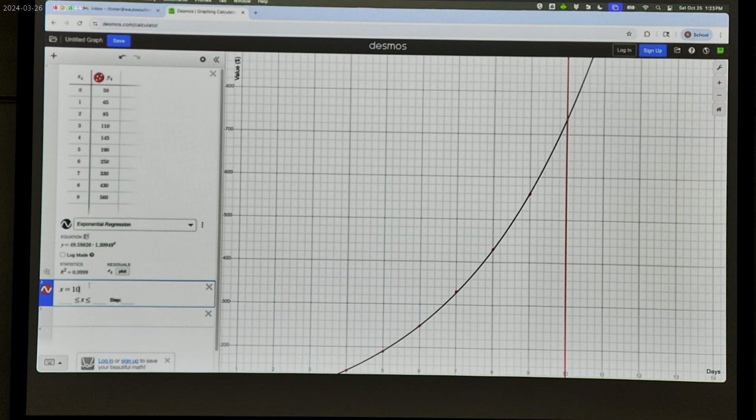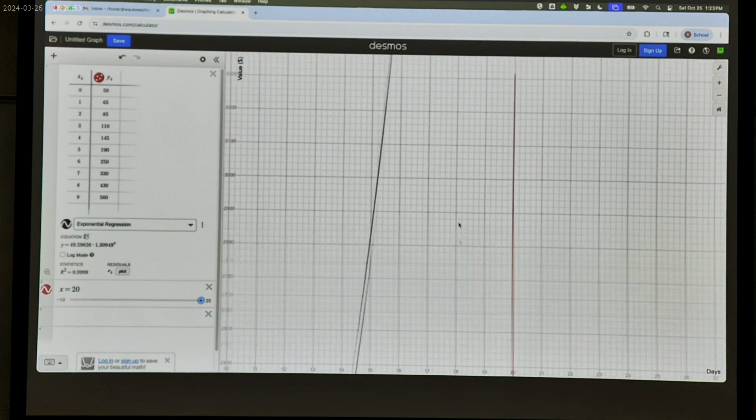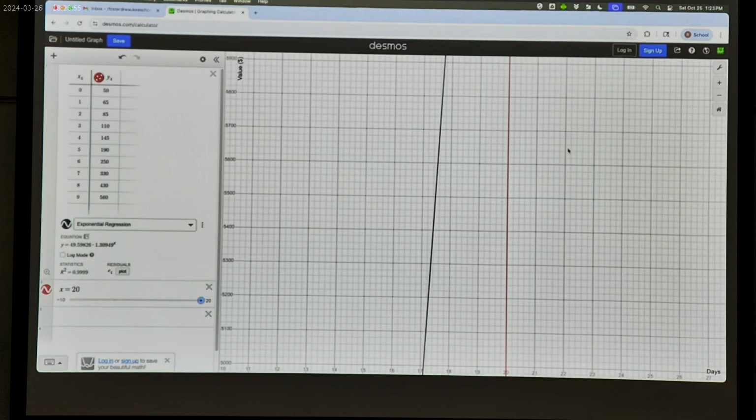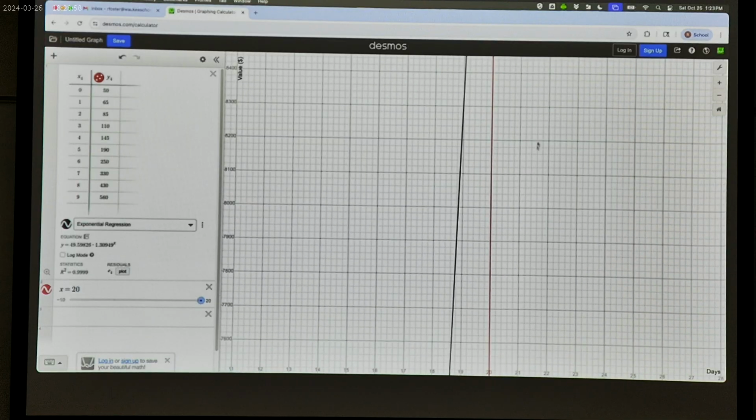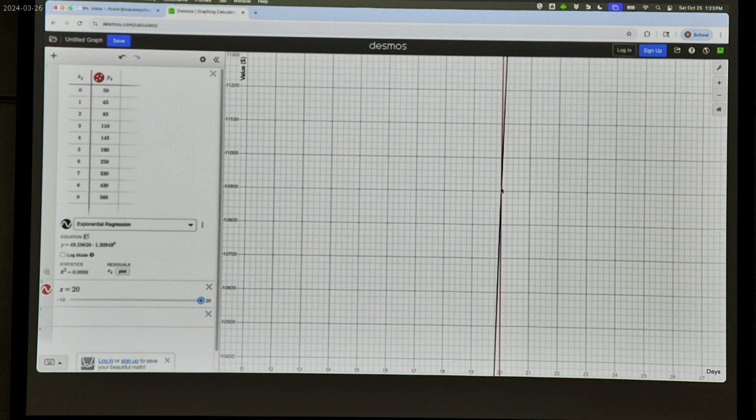Oof. All right, 20. Okay. We're almost there. We're continuing the journey. So at day 20, about nearly 11,000. So wow, we start out with 50 on day 0, and with just a 30% growth rate per day at 20 days, you would get, yeah, a pretty huge number.